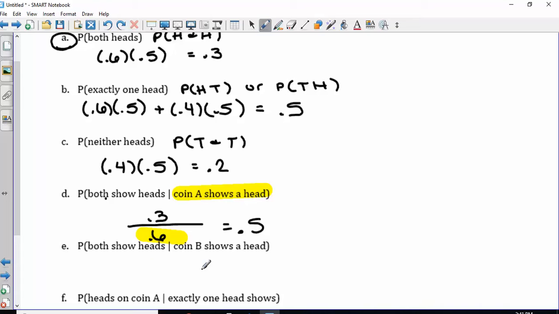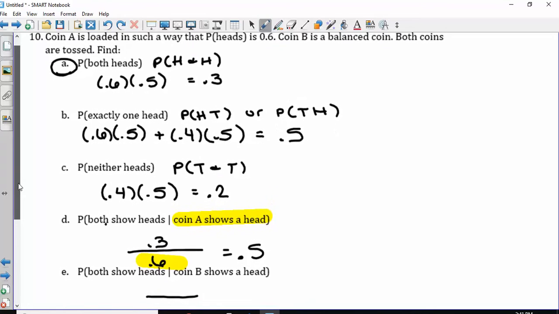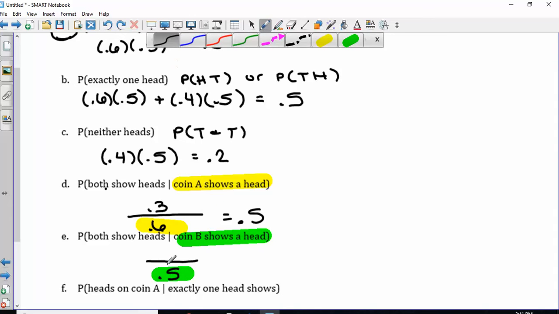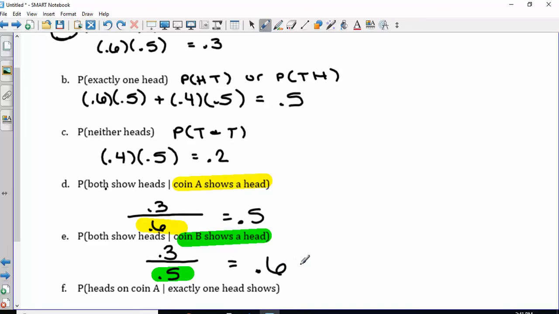Okay, second one. The probability they both show heads, given coin B shows a head. So the probability of a heads on coin B is 0.5 because it's a weighted or a normal coin. Alright, and probability that they both are heads is 0.3, so you get 0.6.